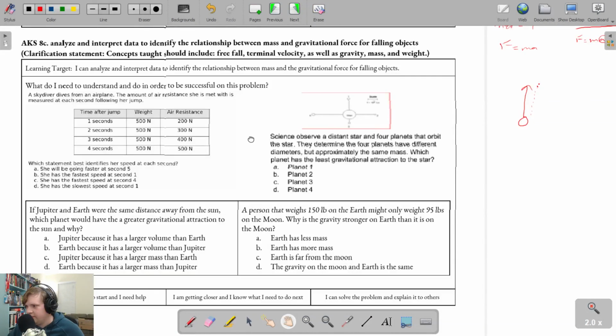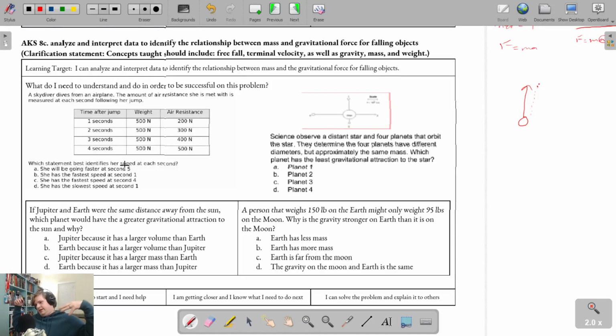All right, moving on. Next learning target, number 3. I can analyze and interpret data to identify the relationship between mass and the gravitational force for falling objects. We see that word a lot, analyze and interpret data. That means you might get data. You might get a data chart. Here's a data chart right here.